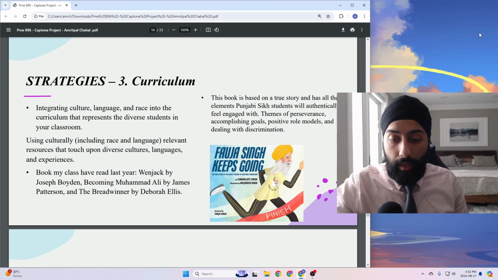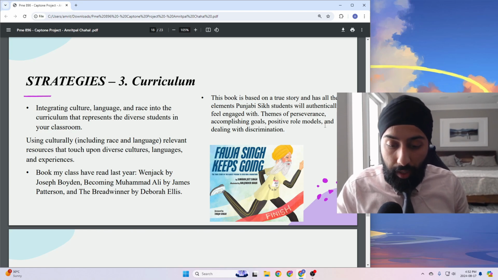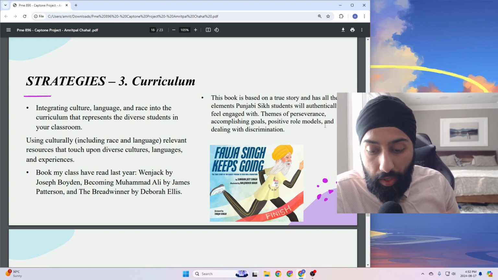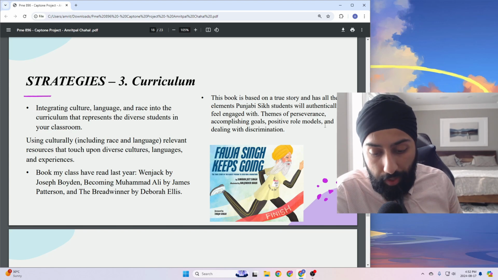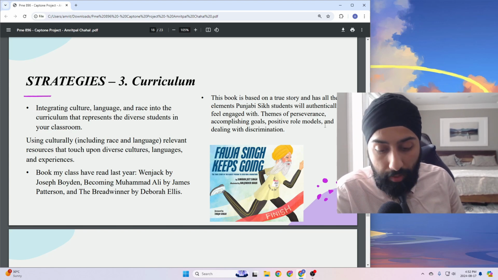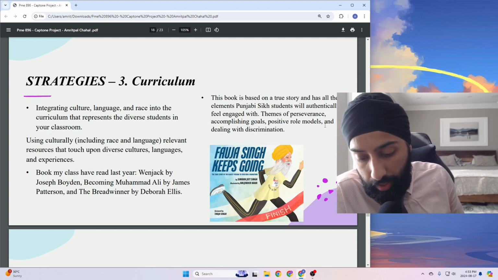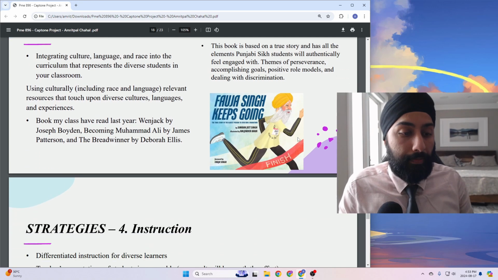An example is this book right here, Fauja Singh Keeps Going. This book was written by Simranjeet Singh. It's based on a true story that has all the elements a Punjabi Sikh student will authentically feel engaged with. This book has themes of perseverance, accomplishing goals, positive role models, and dealing with discrimination. This is a great resource to lead to an honest discussion about these themes in the book, that everyone can connect to.